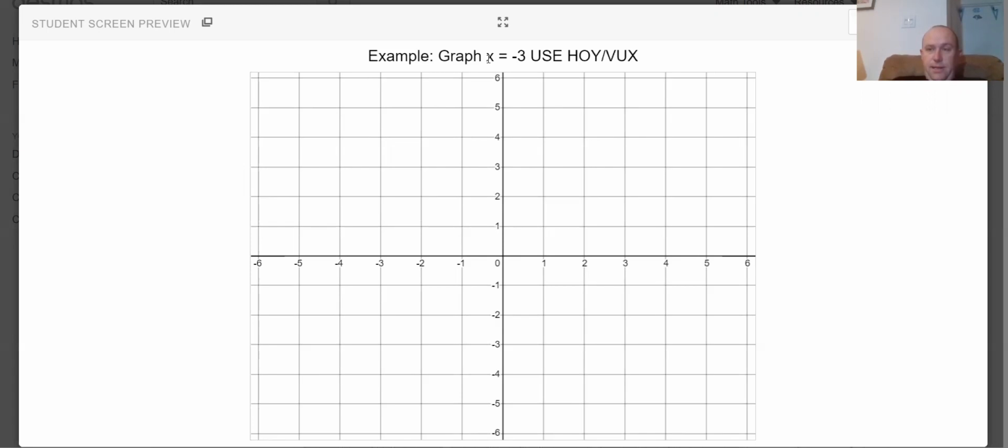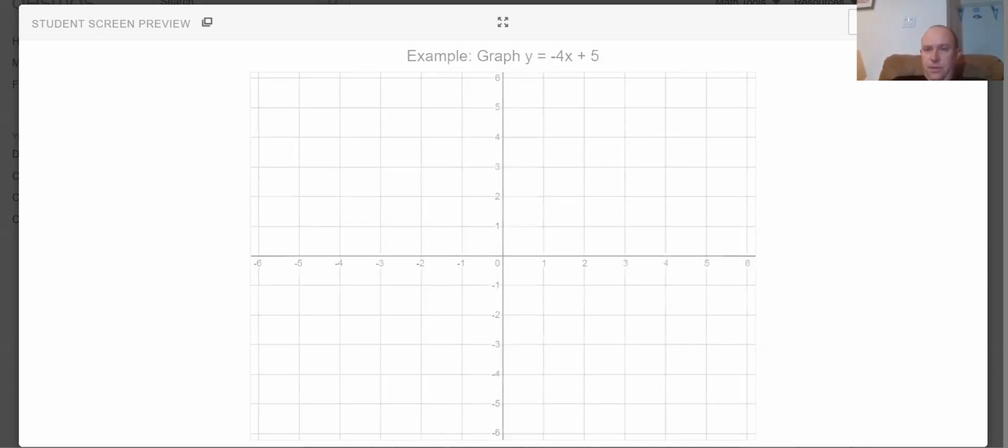And this one only has a single letter in, so we put a little reminder here. We remind you about HOY and VUX. So when we only have one letter, if we look at the letter that they actually use, it will tell us which of these 2 words we should use. So for VUX, I'm going to use a V for vertical line. So I go to -3 on the x-axis this time.